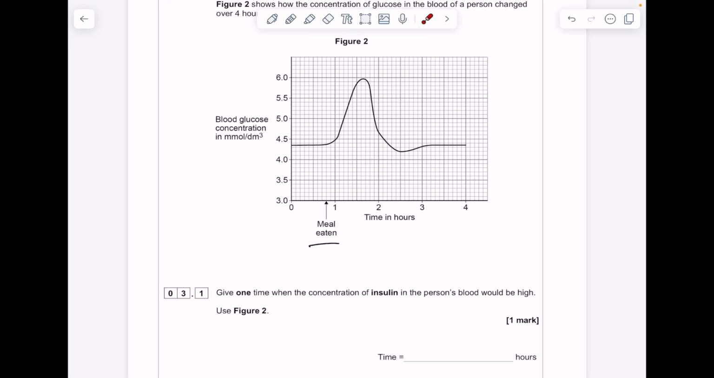Give 1 time when the concentration of insulin in the person's blood would be high. Now, insulin, remember, is a hormone used to reduce blood glucose levels. When would that level of insulin increase? Well, it's when the blood glucose levels have increased. So you can actually say anywhere between 1.1 and 2 hours. I'm going to talk about this point here, about 1.6.